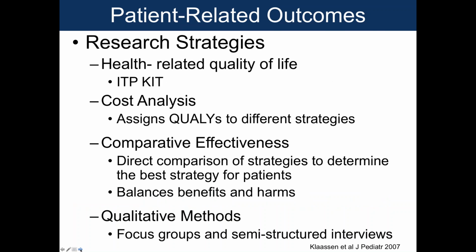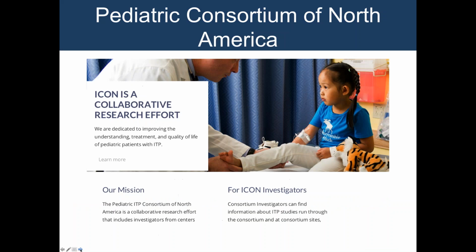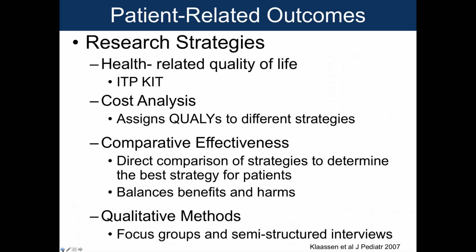So I think there's some new research strategies that we can use that help us address this. So the first is looking at health-related quality of life. And Rob Klassen out of Ottawa has really developed a very nice pediatric ITP quality of life tool called the KIT. And it's been used in both of the TPO receptor agonist trials. We can also look at cost analysis, and this assigns different qualities to different strategies and looks if there's one overall approach that seems to be the most cost-effective when accounting for everything else.